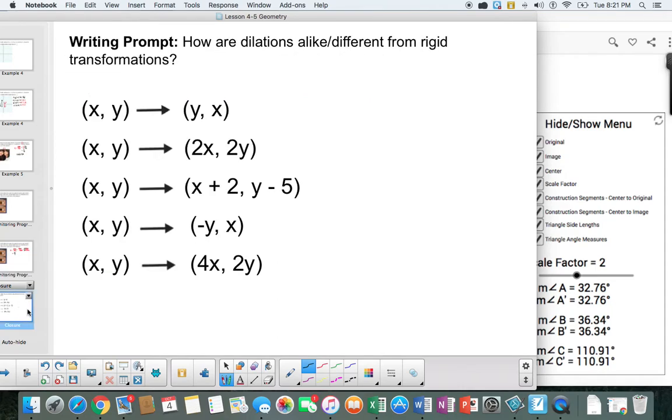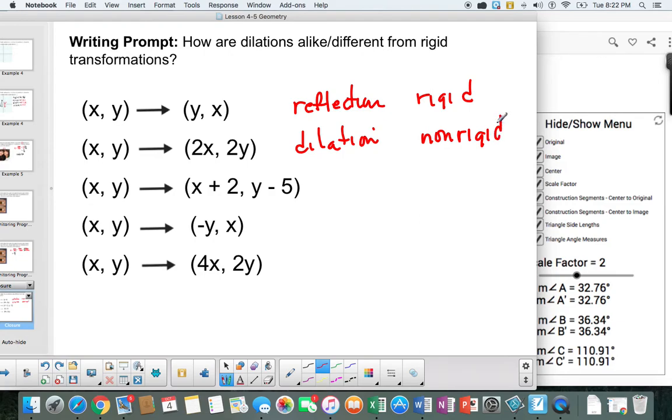Okay, last slide. How are dilations alike and different from rigid motion transformations? So here's a bunch of transformations, and let's see if you can identify this one. This one I hope you recognize as a reflection. And this one is rigid. I hope you recognize this. This is a dilation. This is our lesson today, and this is non-rigid. So it's going to become twice as much. I hope you recognize this as a translation, and a translation is rigid.